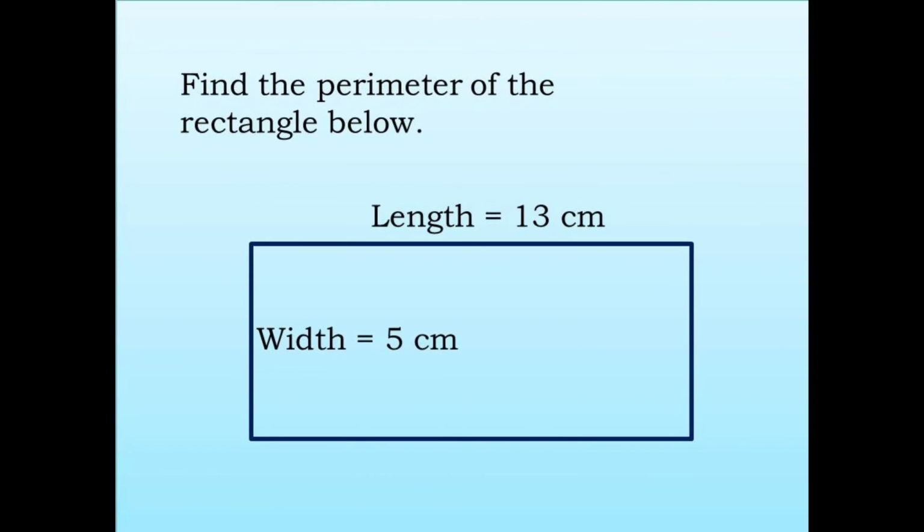Let us use rectangle. Say, the sides of a rectangle are given. Find the perimeter of the rectangle. The length of the rectangle is equal to 13 centimeters, while its width is equal to 5 centimeters. We usually teach our students that perimeter is the distance around a polygon, and to find the perimeter, we just add all the sides.